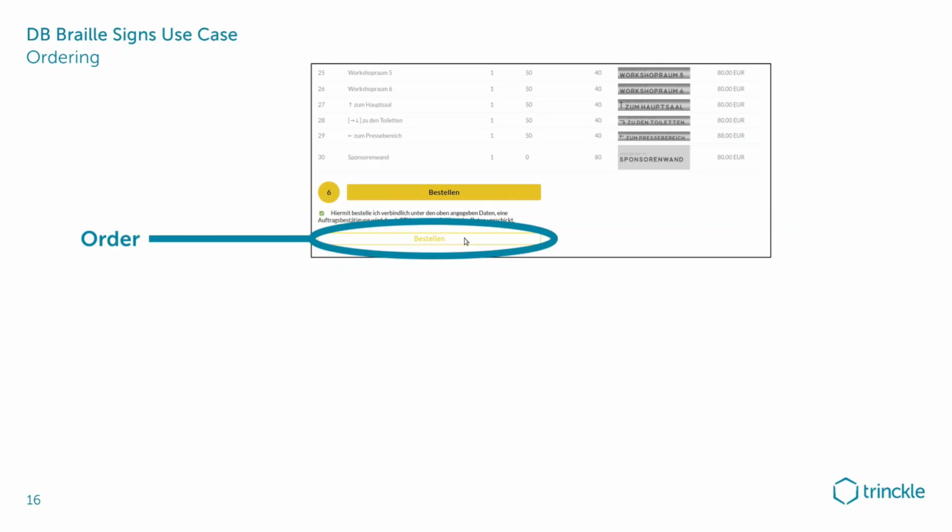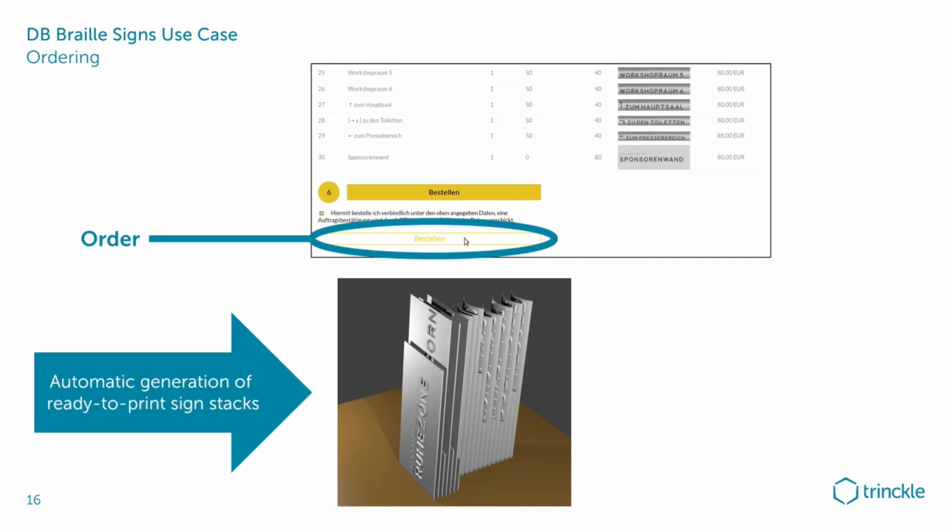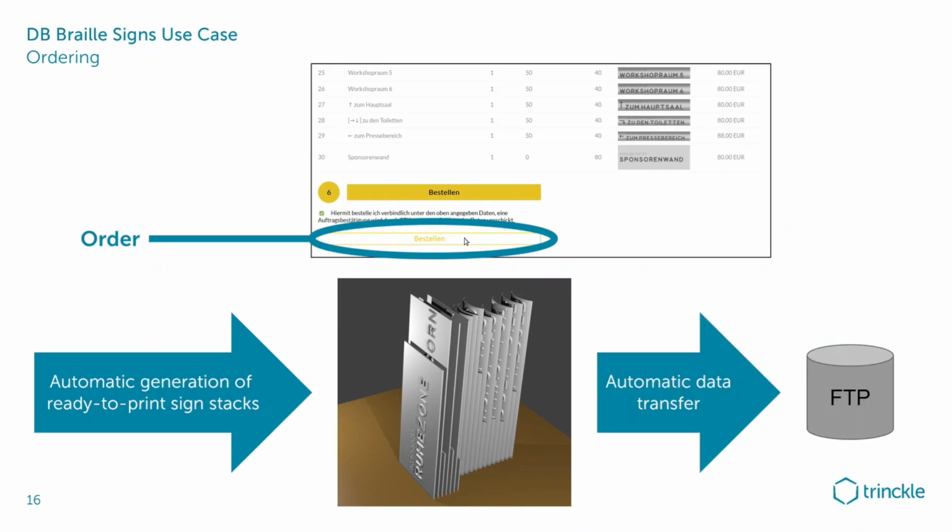And then, of course, the magic starts in the background: all of the signs are automatically generated and placed into different stacks that can then be easily placed into the printing build space of the producer, and all of this is then transferred to the FTP server of the client.